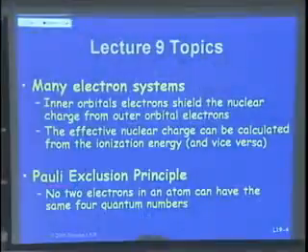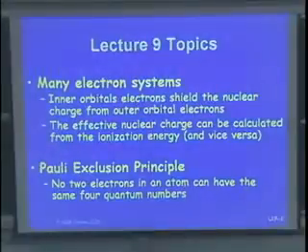So then we talked, and now we go back to the beginning after the midterm. We talked about many-electron systems, so that the inner orbital electrons shield the nuclear charge from the outer orbital electrons. They are in the way of the outer electrons, sort of, because the nucleus is positive and the electrons around it are negative. So the further out the electrons are, the less they see the charge of the nucleus. Of course, this has implications for ionization and so on, and we talk a little bit about this.